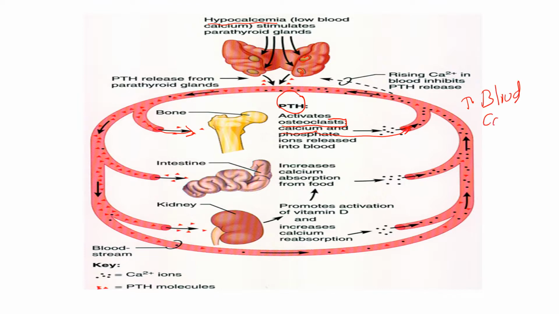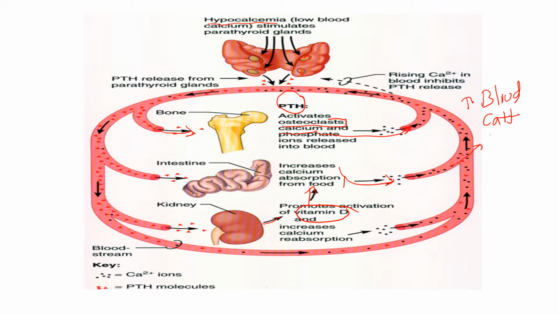PTH also has an effect on the kidneys by triggering the kidneys into increasing the production of vitamin D. Vitamin D will be needed to increase absorption of calcium from food. Calcium is then absorbed by the blood, and the overall effect will be again an increase in blood calcium levels.